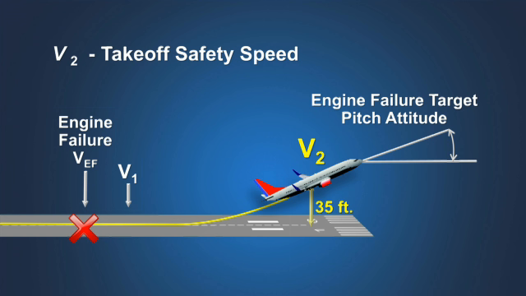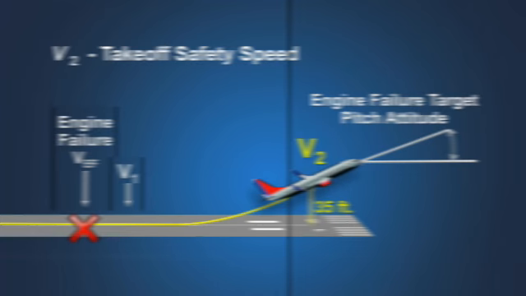As a result, the speed obtained at 35 feet will be higher than V2. These procedures recommend maintaining this higher speed up to a maximum of V2 plus 10 to V2 plus 20 knots, when such an increase does not affect climb performance.